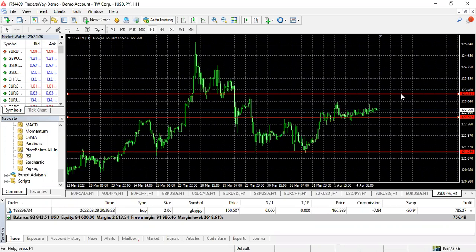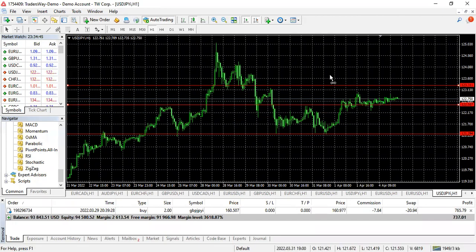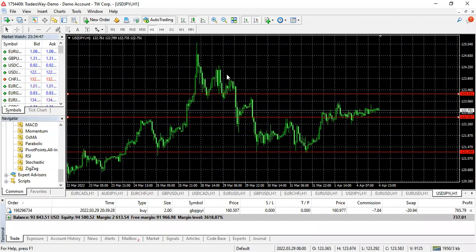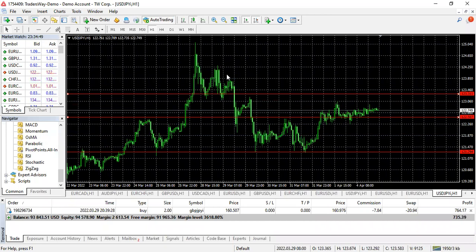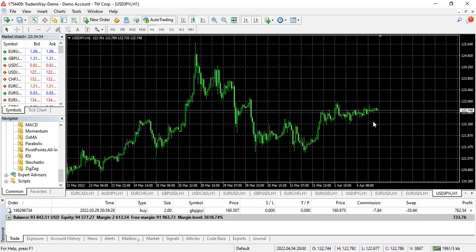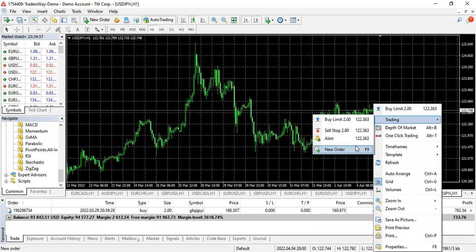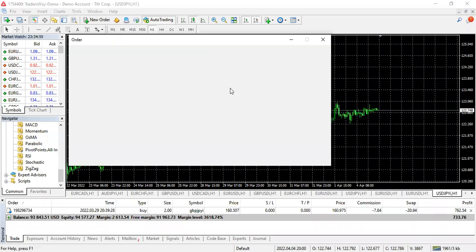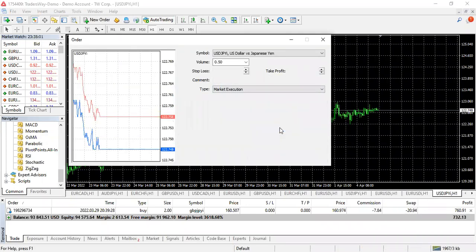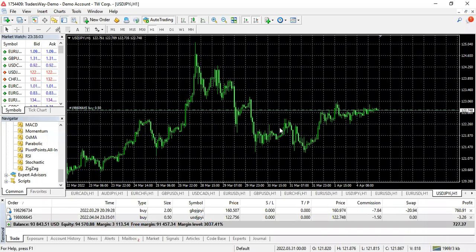So the second stop loss is time stop loss. This kind of stop loss will tell you the exact time you are going to close the trade. For instance, let me open a new position now. I just decide to open this position randomly.